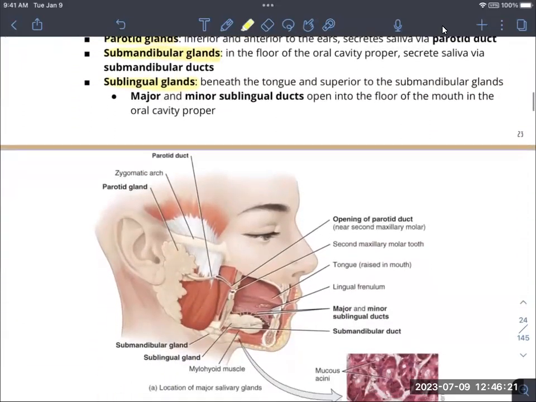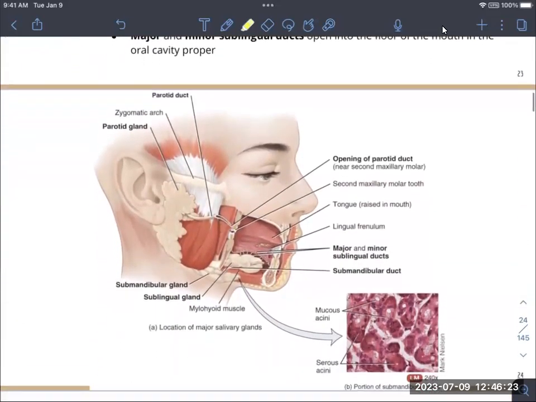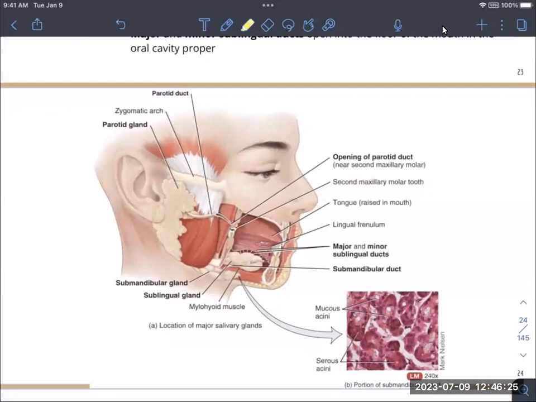and towards the mouth. So here is that parotid gland. It's a pretty large one in the back of your cheek. There's a little duct, the parotid duct, that brings the saliva from that parotid salivary gland and opens it into the mouth.